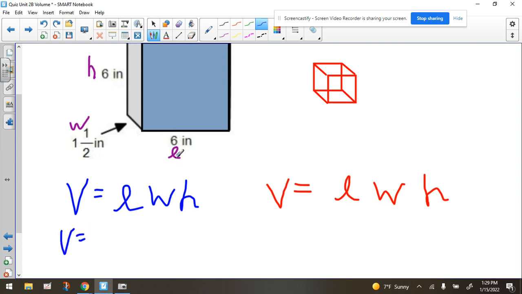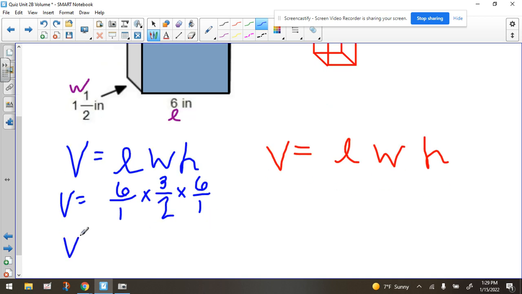We'll write everything as an improper fraction. Let's put this as 6 over 1. For the width, we're going to rename that as 3 halves. 2 times 1 is 2 plus the 1 is 3, so that's 3 halves. And for the height, we're going to use 6, and we'll write that as 6 over 1.